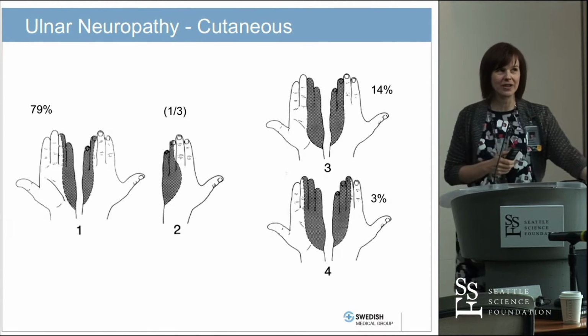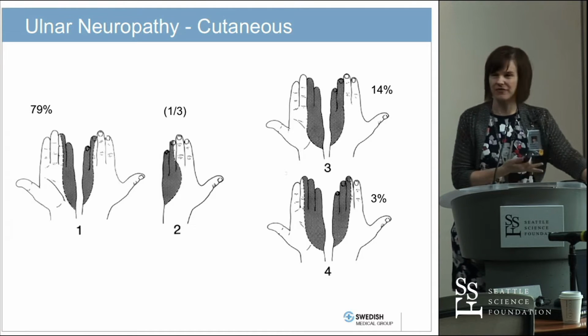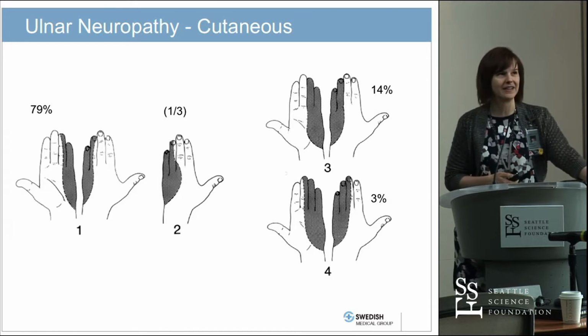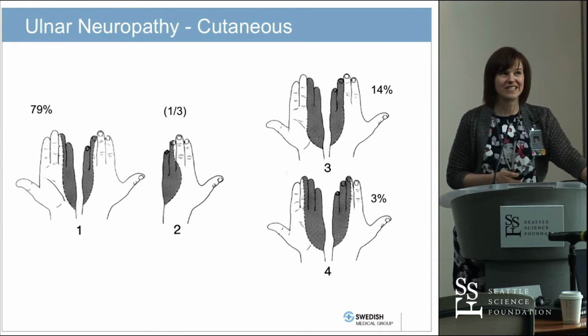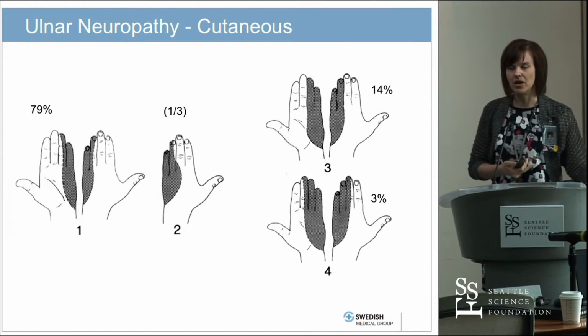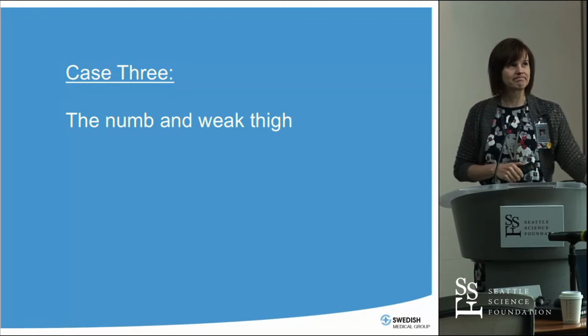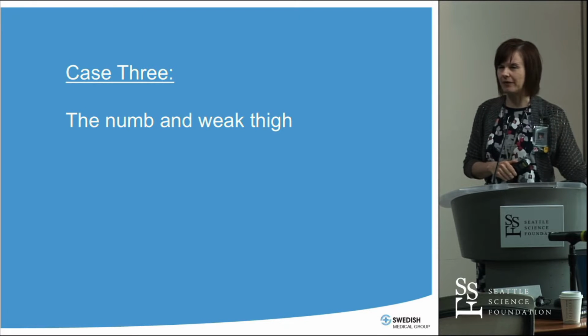And then for ulnar, there's quite a bit of variation as well, where 79% have the typical pattern that we saw on that slide moments ago, but then you have 14% that involves the entire ring finger, and actually 3% where their sensation is ulnar, going into that ulnar digital branch of the long finger. So that's about all I'm going to talk about with the hand.